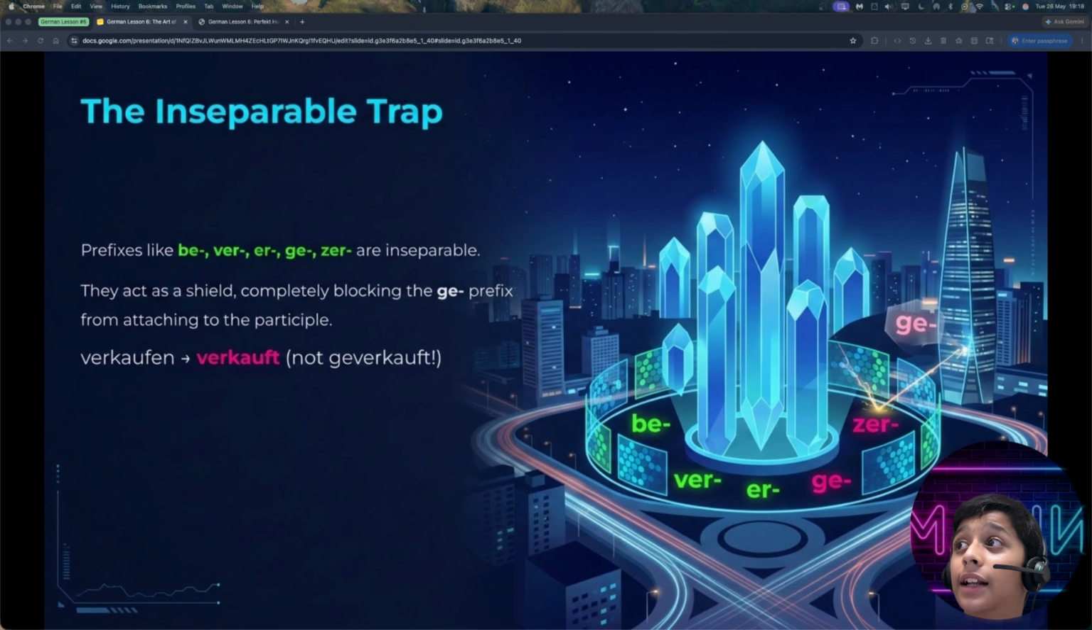Here's a trap that catches a lot of learners. Not every verb gets a ge prefix. If a verb already starts with an inseparable prefix, which is be, ver, er, those prefixes block the ge from ever showing up. Verkaufen doesn't become geverkauft. It says verkauft. So the prefix is doing all the heavy lifting already, so ge just steps aside.